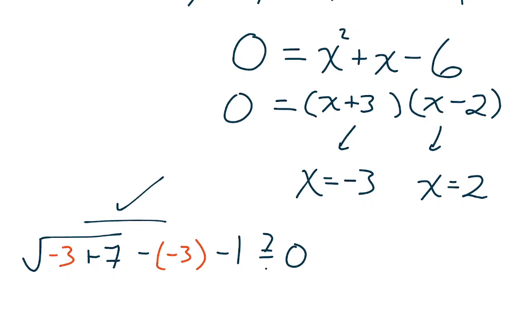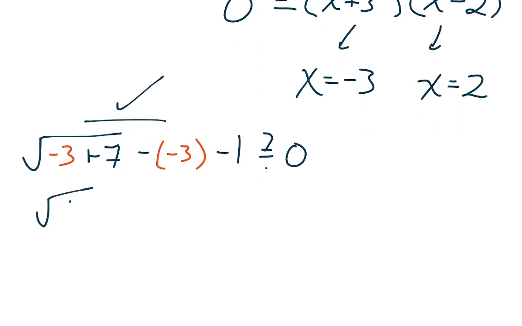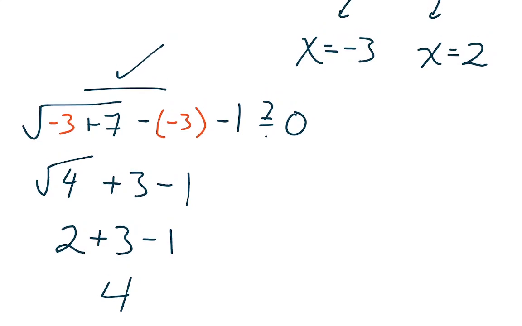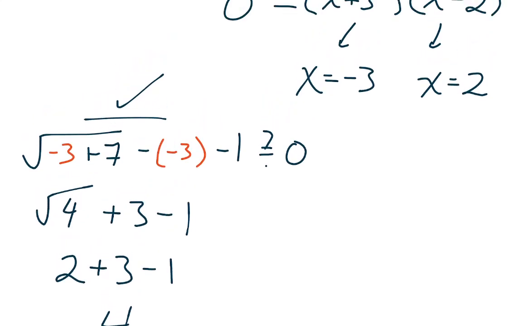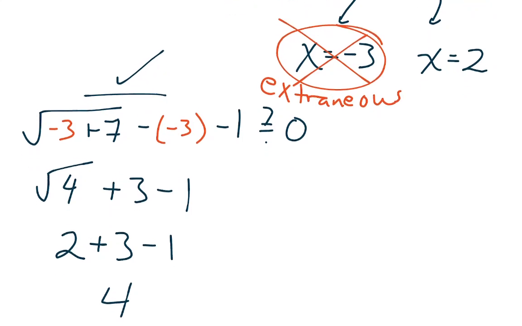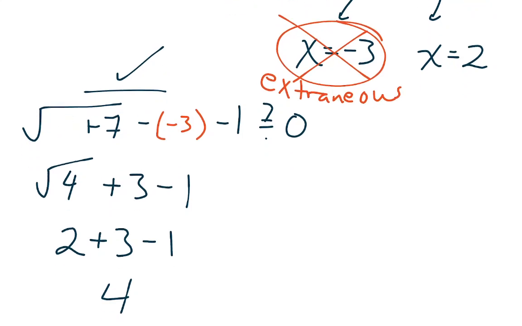So I get the square root of 4 plus 3 minus 1. That's 2 plus 3 minus, wait a minute, 2 plus 3 minus 1, that's 4. Now this sometimes makes you wonder, did you make a mistake, or is negative 3 just really extraneous? It's extraneous. It's not a solution. It doesn't work.